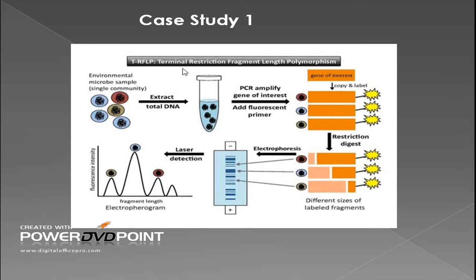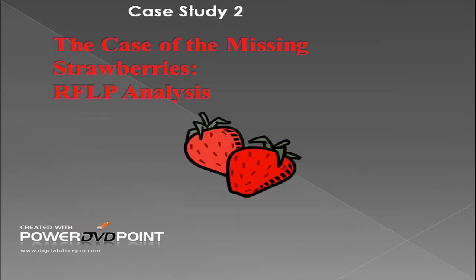So the method is based on digesting a mixture of PCR amplified variants of a single gene using one or more restriction enzymes and then detecting the size of each individual resulting terminal fragment. So the same technique is being used here for the identification of the microbial community from the environment. Case study 2. So here it is the missing strawberries.